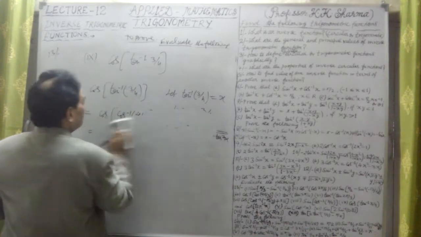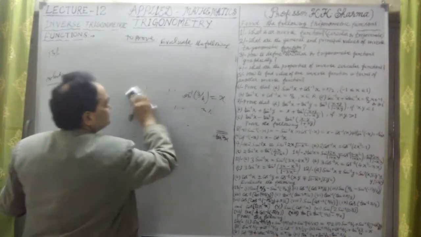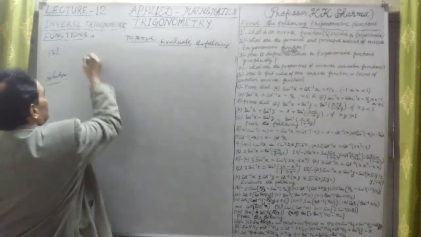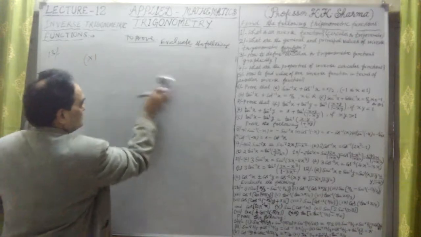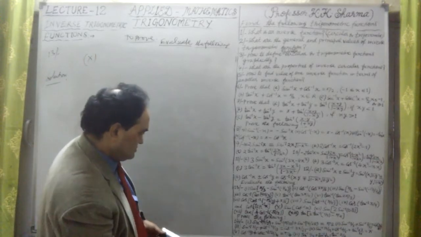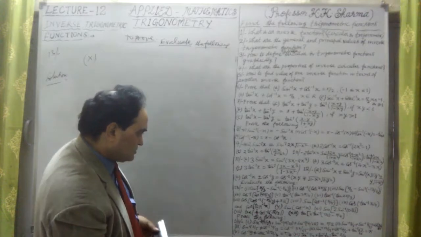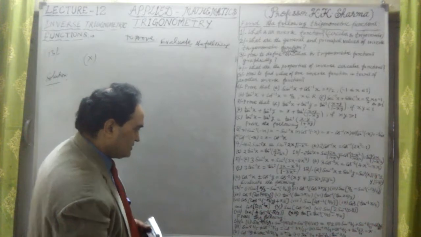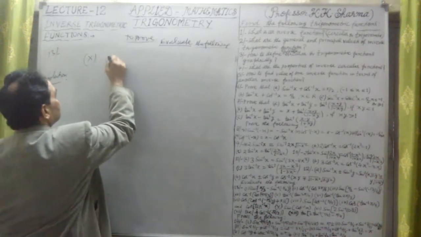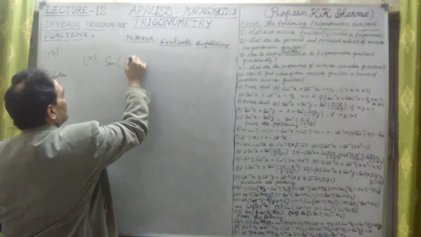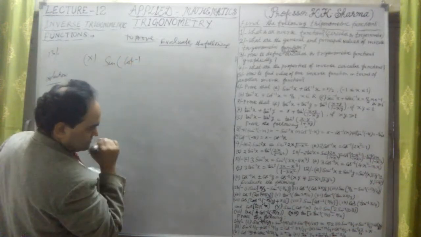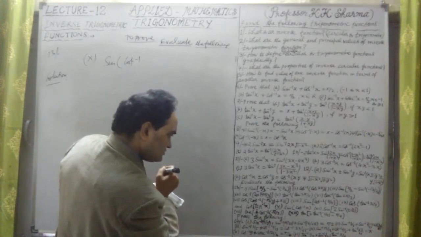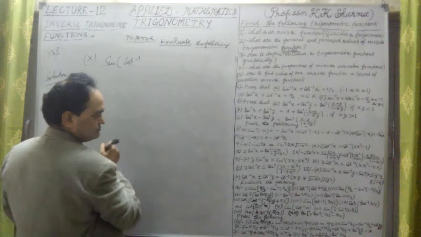This was question number 9, part of 13. Now let us take the next part, the 10th part of this. There are 13 parts. So the 10th part is sine of cot inverse x only.